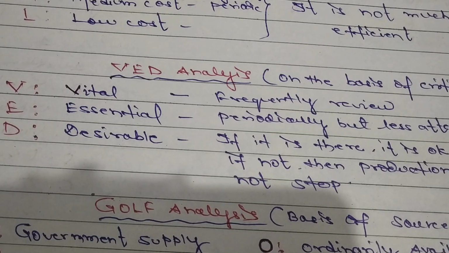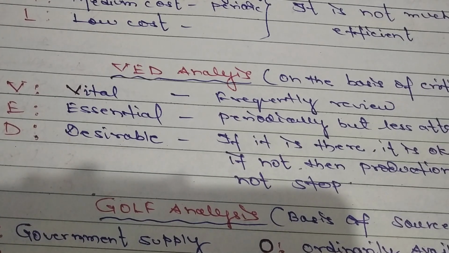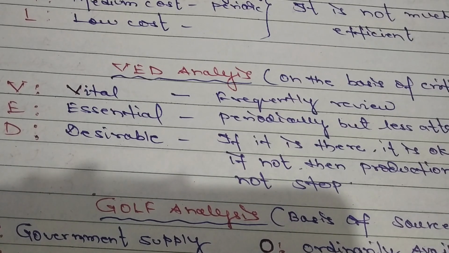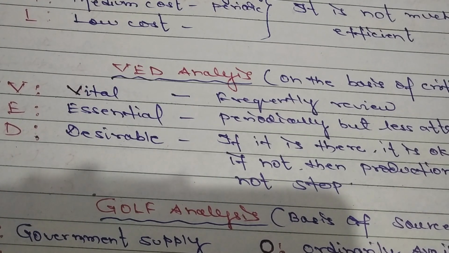And the next type is desirable. Desirable is also important. If it is there, it is okay. If it is not, then production will not stop. So you have to keep the raw material and the components, but it doesn't require so much attention. You have to keep the material on the basis of EOQ or on the basis of your requirement. So this method is basically on the criticality of the production function, VED.